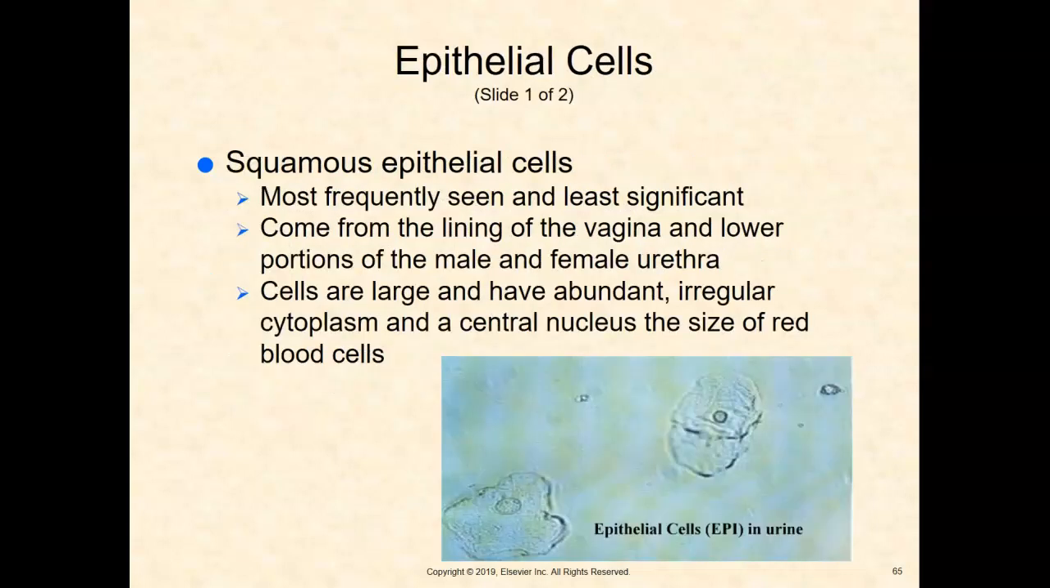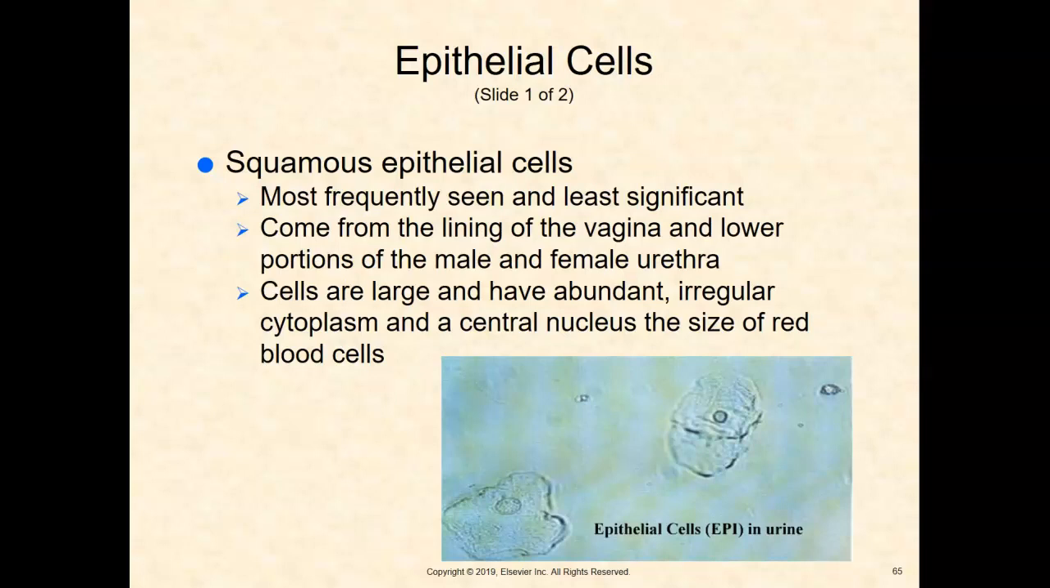The next type of cell is actually a skin cell. It's an epithelial cell. So squamous epithelial cells are the most frequently seen and least significant cell we could probably find in the urine. Many of them come from the lining of the vagina and lower portions of the male and female urethra. So everybody has skin cells, right?